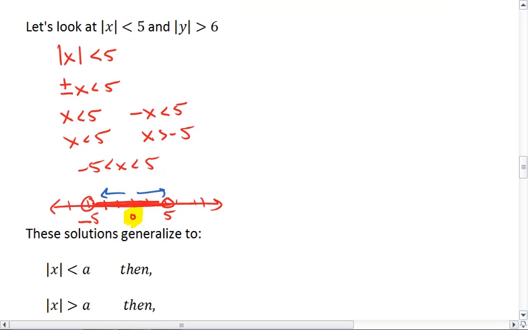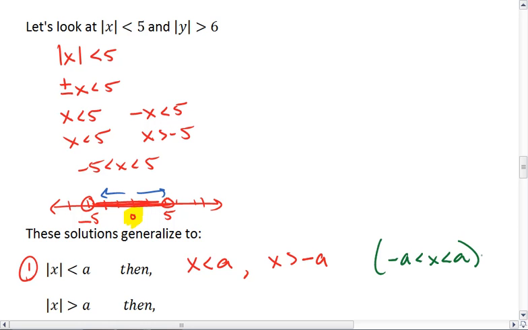So for the generalization, our first generalization down here, if the absolute value of x is less than a, what this means, we know that positive x is less than a, and that negative x is less than a, which means that x is greater than -a. These are the two equations you want. Another way you could write this is -a is less than x is less than a.